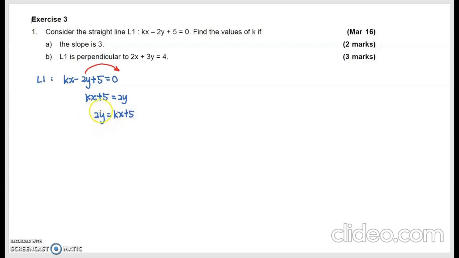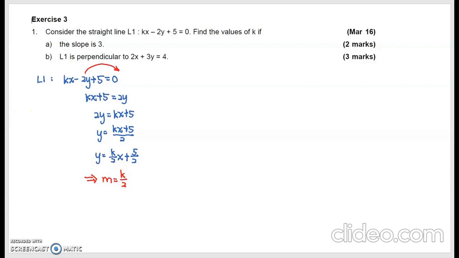Remember, we only need y. So the coefficient of 2, we need to divide to the right hand side. So y will be equals to kx plus 5 over 2. Or I can separate into 2. Y is equals to k over 2 x plus 5 over 2. So means that this is our m. So based on this standard form, my m is equals to k over 2.